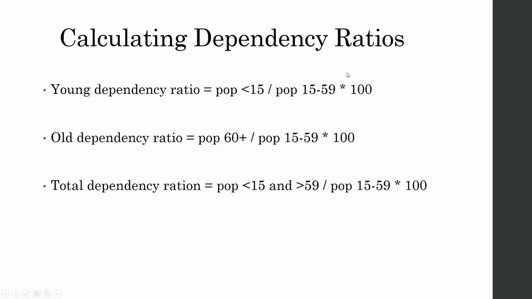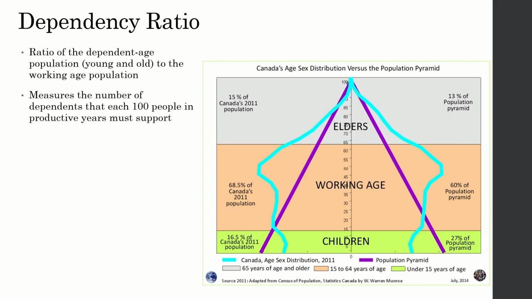Now these numbers, 15, 59, and so forth, can change depending on who's doing it, but they're roughly in that area. The dependency ratio is a ratio of the dependent age population, young and old, to the working age population. So for every 100 people who are working, how many people are dependent is one way of putting it. Here's an example of Canada, and you can see in this light blue line that this is the population pyramid of Canada, and it gives us the percentage of different cohorts based on dependency. 16.5% are children, 15% are elderly, and about 68% are working age.